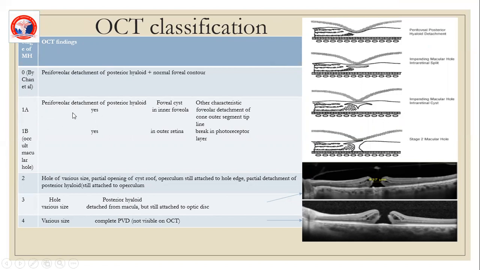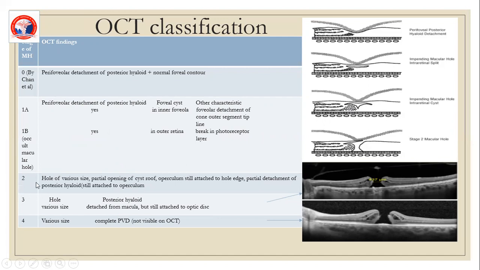1A includes presence of a perifoveal vitreous detachment of the posterior hyaloid along with the foveal cyst. Okay. While 1B, which is also called an occult macular hole, has a perifoveal detachment along with the foveal cyst in the outer retina. In addition to it, such patients will have a break in the photoreceptor layer.